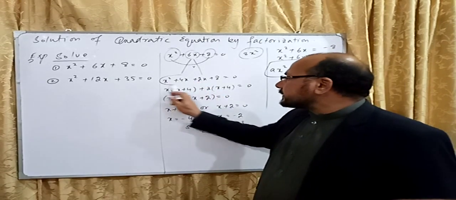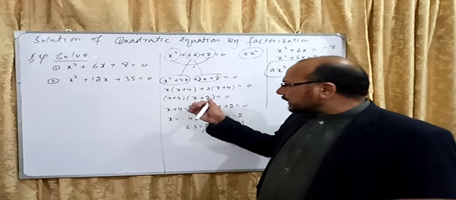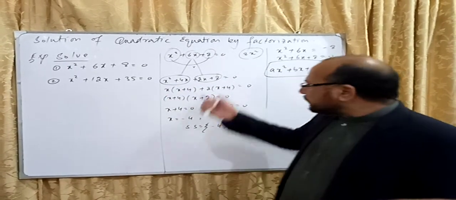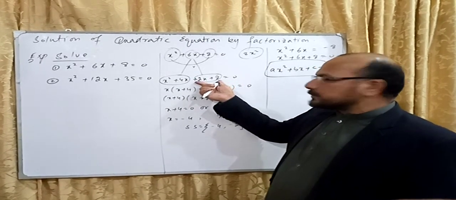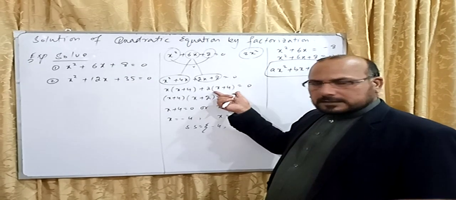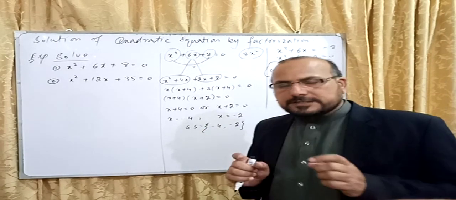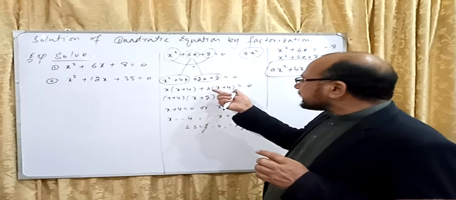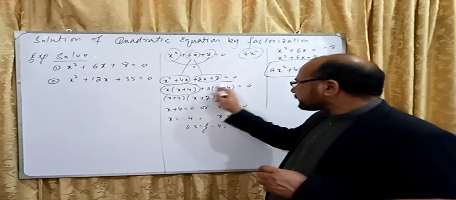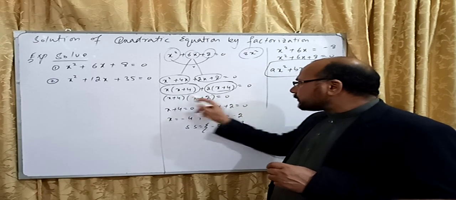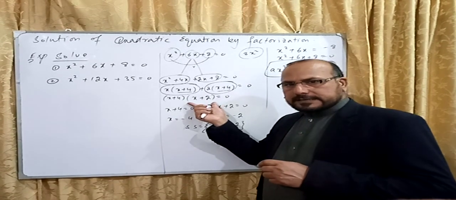Now you will make the pairs, these two and these two. Now what is common in these two? X. You will take x common. What will remain? X plus 4. And from here, what is common? 2. Take 2 common from these two terms. What will remain? X plus 4. These two factors should be the same. If they are not the same, it means your factorization is wrong. So after getting the same factors, take one of them common from these two. Take x plus 4 common. What will remain? X plus 2. So here you will write the next factor.